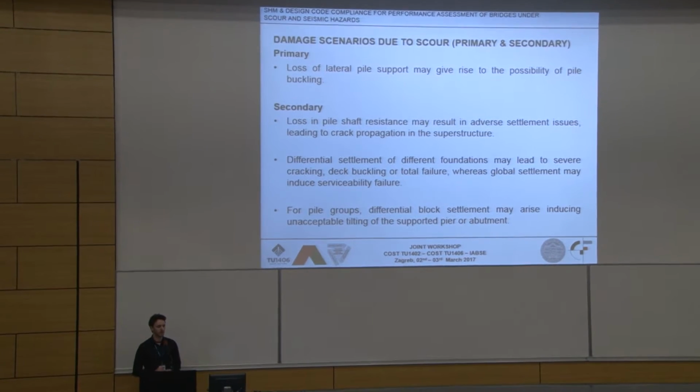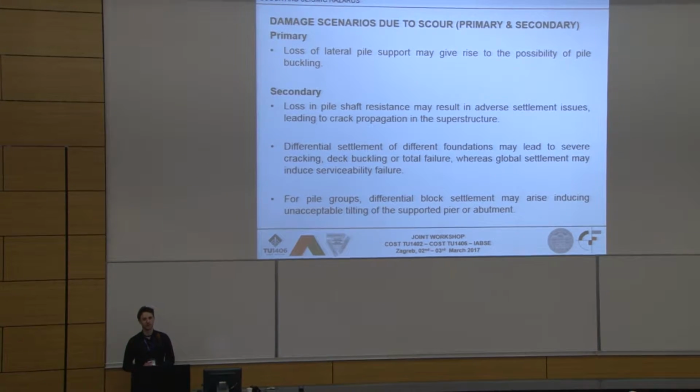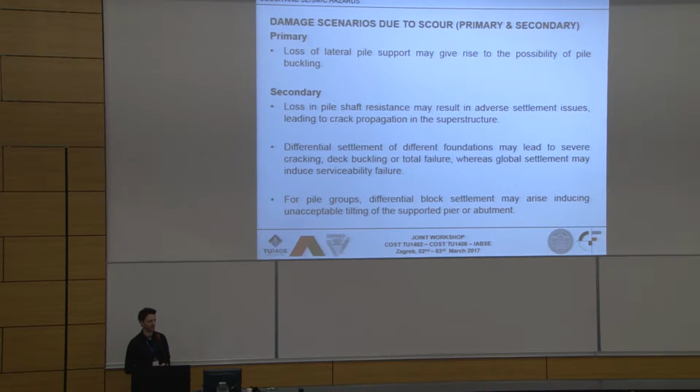So the damage scenarios due to scour are primary and secondary. The most primary or straight up element of damage is damage to the foundation elements itself. So in the case of pile foundations, for example, when you have an array of scour, you will lose your lateral support, and that can cause pile buckling at a very local level. But this has secondary effects for the superstructure as well. A buckled pile renders the foundation compromised, and that can affect your superstructure. So your deck could undergo excessive cracking, excessive movement, settlement, serviceability failure, and different things like that.